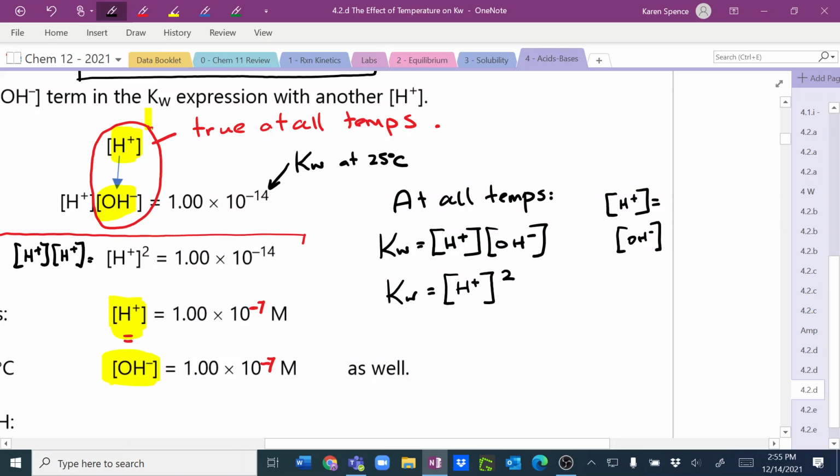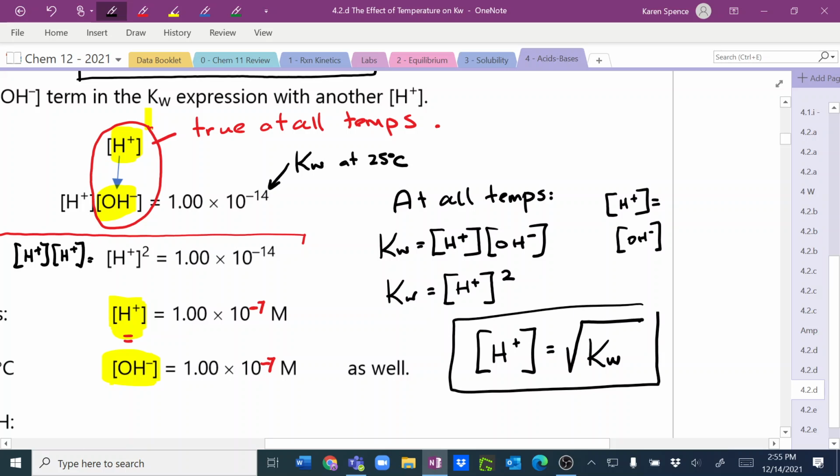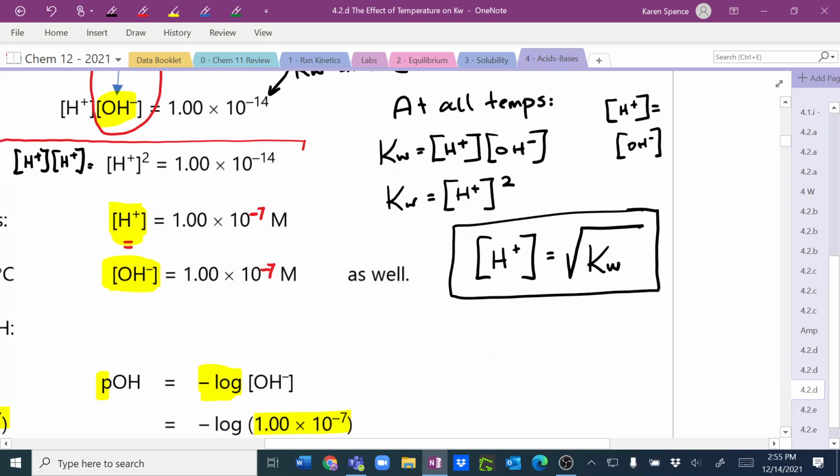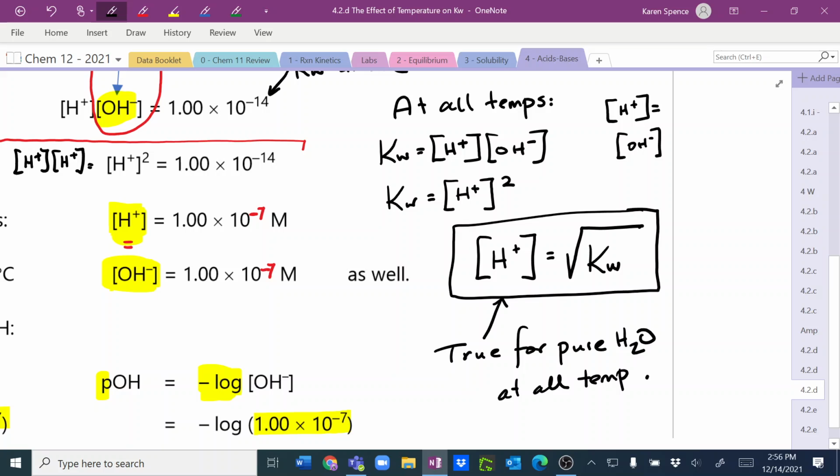And so if we wanted to know the hydrogen ion concentration, what would we do with our Kw? We would take the square root of Kw. Yeah? So this is true for all temperatures for pure water. The only thing that's not true is that Kw isn't equal to 1 times 10 to the negative 14 at other temperatures, okay? But if we use just Kw instead of an actual number, we are okay.